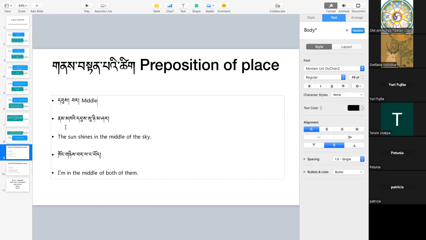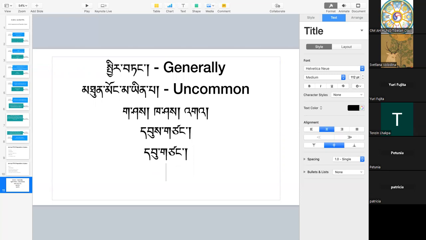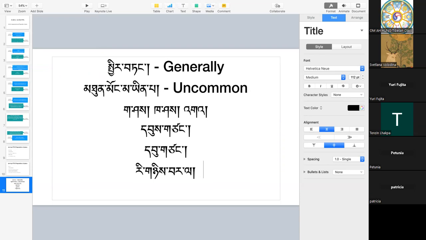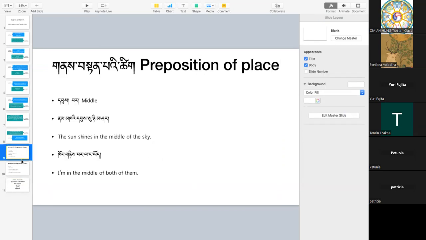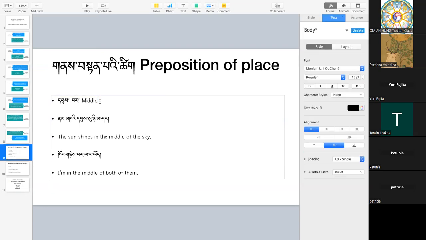Rini parla, which means in the middle of two mountains. So this is the preposition which means in the middle or at the center. We will talk about center later, because this is a usage in which it depicts a word that means in the middle.